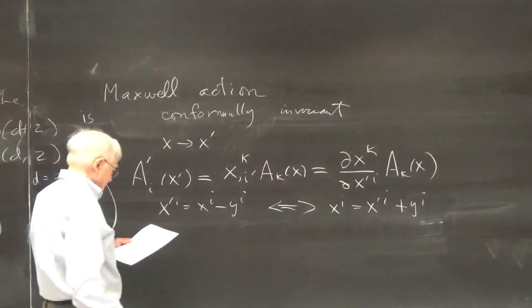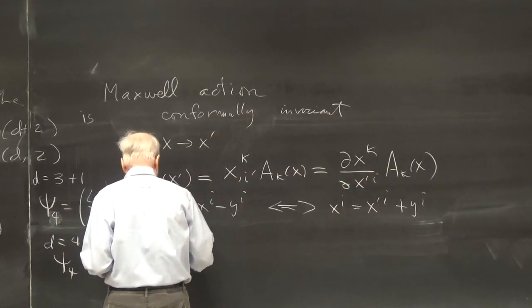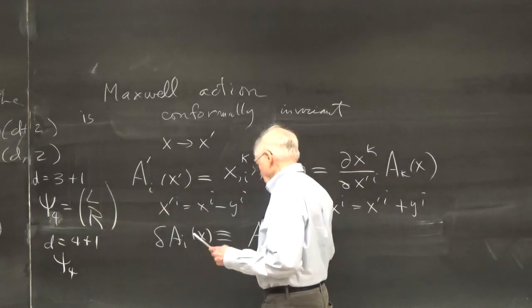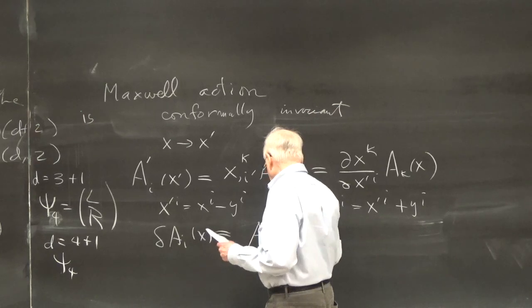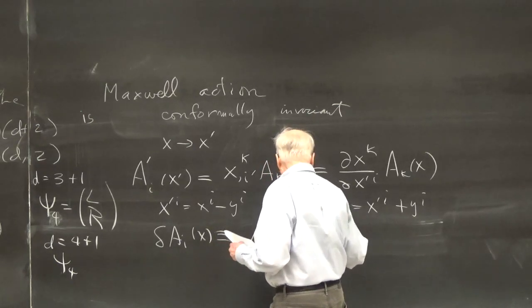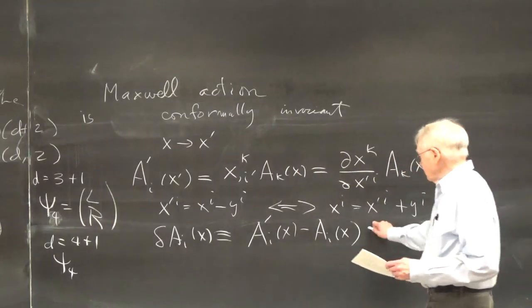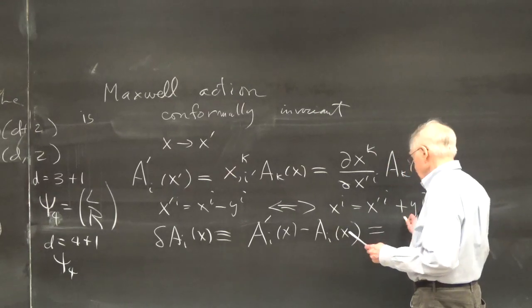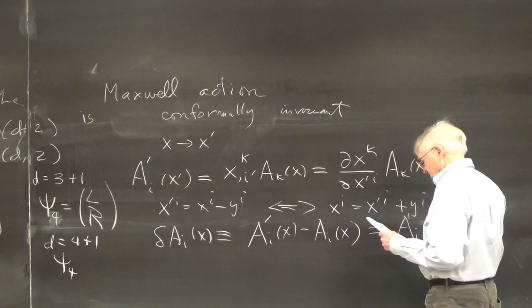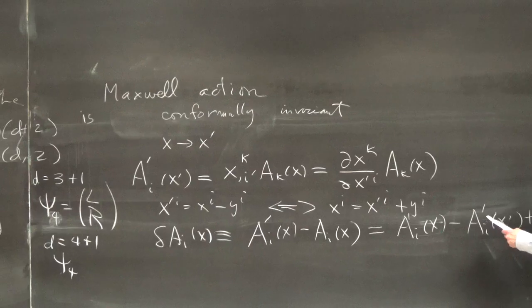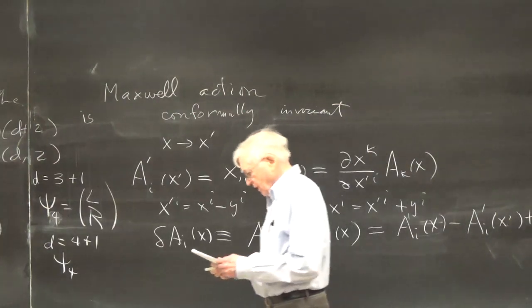Okay, if we do this, then what is the change in A_i of x? By that, I mean A'_i(x) minus A_i(x). So at a given point x, how does the field change? And we can rewrite this as A'_i(x) minus A'_i(x') plus A'_i(x') minus A_i(x). And we're going to write it that way.